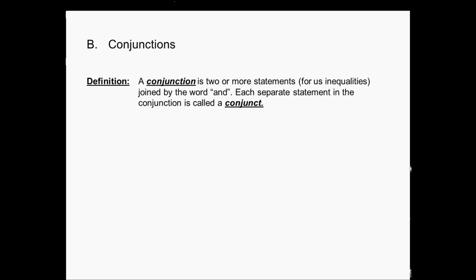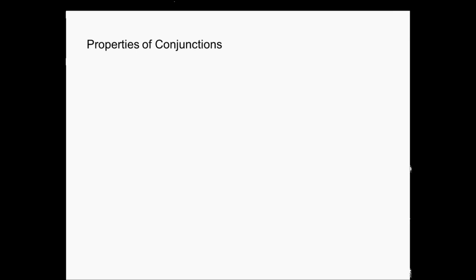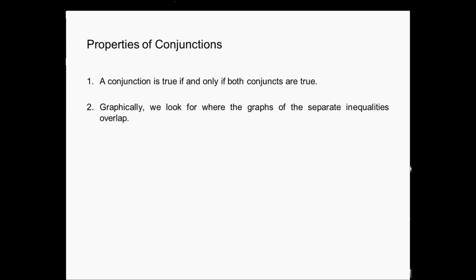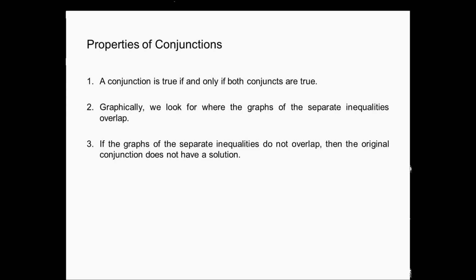Now ideally in our answer, we want to be able to make at least one of the inequalities go away. So some properties of conjunctions. Number one, a conjunction is true if and only if both conjuncts are true. Number two, graphically, we look for where the graphs of the separate inequalities overlap. So we can sometimes simplify by looking at the graphs. If the graphs of the separate inequalities do not overlap, then the original conjunction does not have a solution.